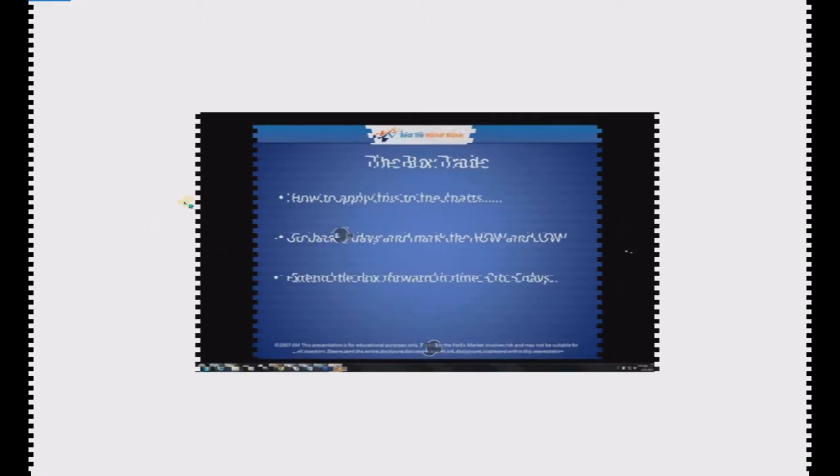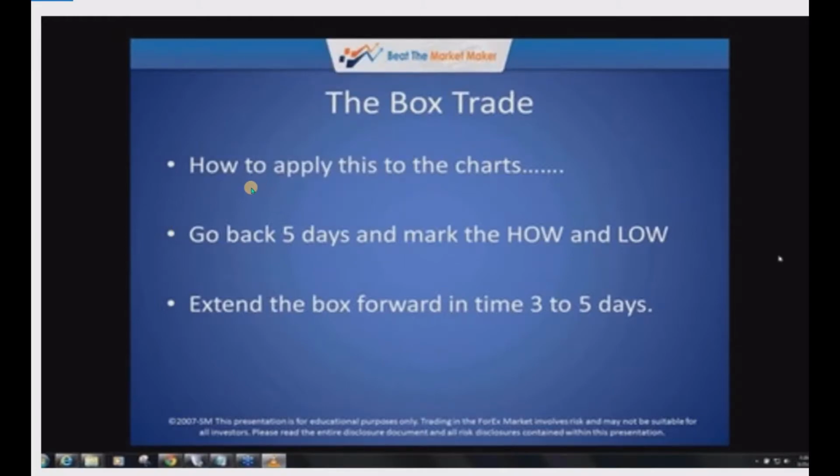So you're going to sit there, well, how can I utilize this? How can I set up my chart? Well, how to apply this to the charts? All we have to do is go back 5 days and mark the high of the week and low of the week. Luckily for us, I have that indicator where it automatically shows that for you, and then it automatically extends the lines 3 to 5 days, to the current day. And luckily again, I already have the time box indicator boxed off for us, and I just have one weekly box, and then that.